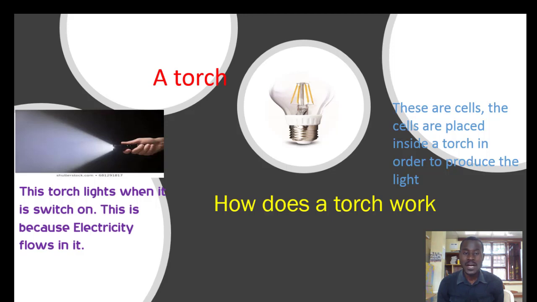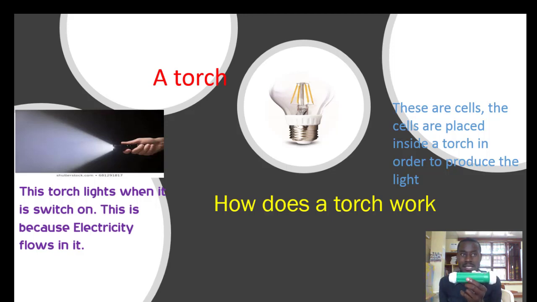So far, there is this statement that we have called a torch. A torch, yes. Who knows what a torch is? I believe some of you have made a torch. But let me show you what a torch is. This is a torch.